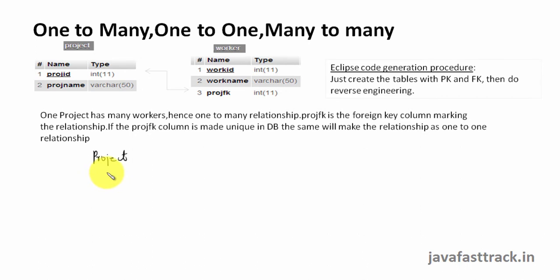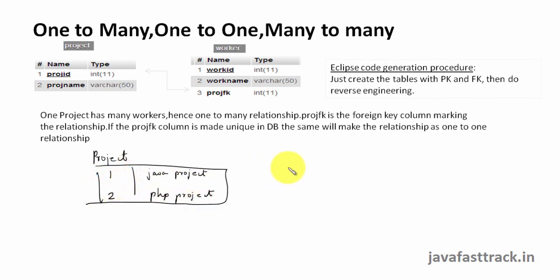I insert data into the project table, say project ID and project name, another project ID and project name. Then I insert data into the worker table, the worker ID, the worker name, another worker ID and worker name, another worker ID and worker name. Now to create a relationship, we have to insert data into the foreign key. I say that worker 1 works in project 1, worker 2 works in project 2, worker 3 also works in project 1.